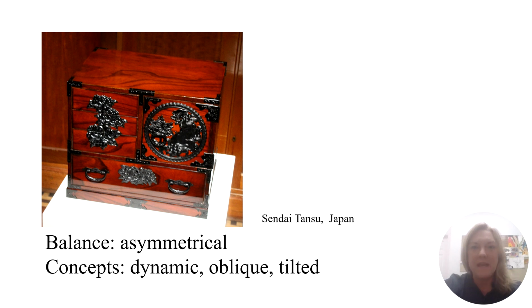Next, let's talk about asymmetrical balance. Similar type of cabinet, although this is a Sendai tansu created in Japan. And you can notice that the top of the cabinet is decorated in an unbalanced or asymmetrical balanced composition. Concepts associated with asymmetrical balance are dynamic, oblique, or tilted.